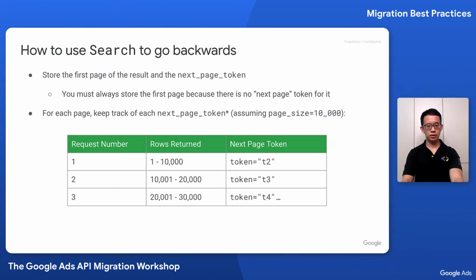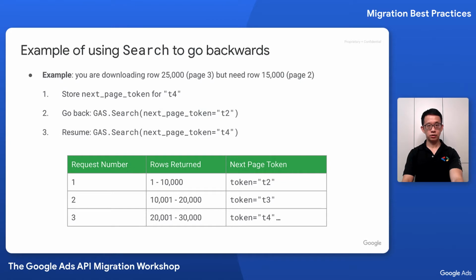Using that information, let's see the example of using search to go backwards. Say you are downloading row 25,000 of page 3 and suddenly you need row 15,000 in page 2. What you need to do is first store the next page token for T4, which is the next page token of page 4. Then you can go back by issuing a search request specifying the next page token as T2. In this way, you will get back the result of page 2 with the row 15,000 that you want.